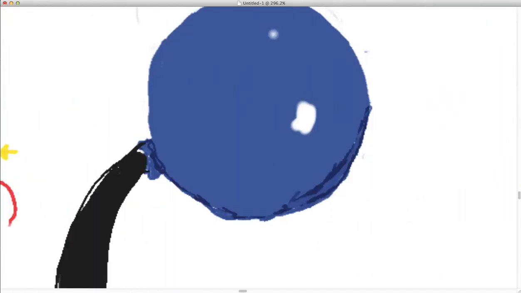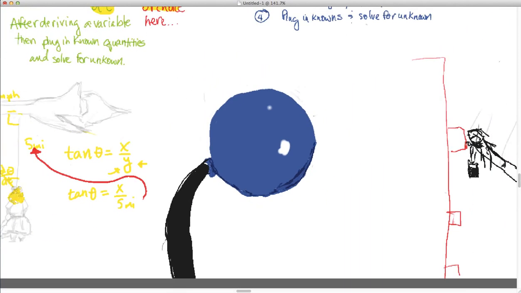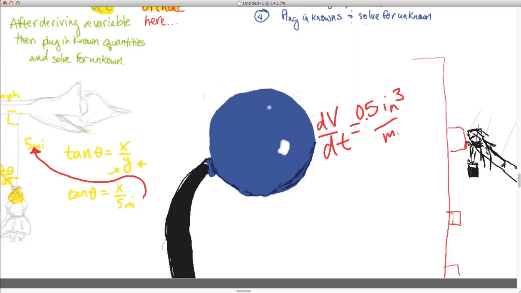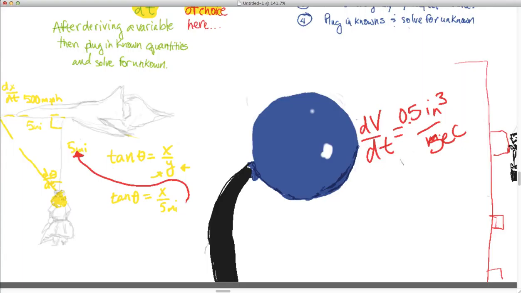Another example. Let's zoom out a little bit. That's a huge balloon. Let's say the balloon is being filled at a rate of half an inch cubed per second. It's a balloon, right? So in this scenario, what we have is basically a rate of change for volume. And assuming this is roughly a spherical shell, we could say the volume of the sphere is 4/3 pi r cubed. And then derive something like this.